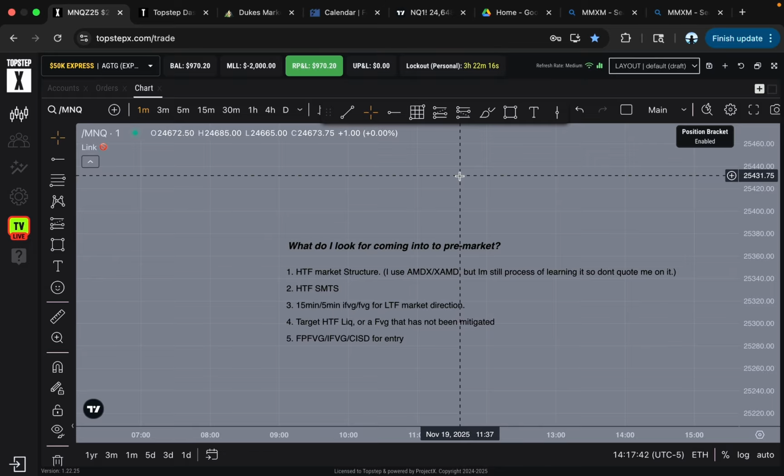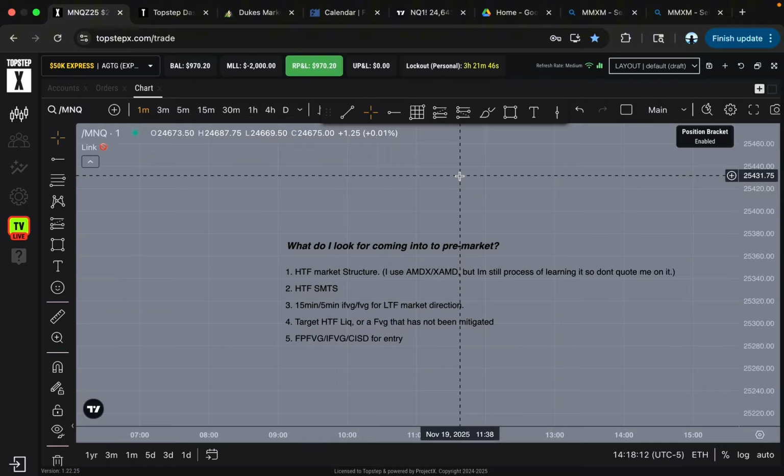So I also look for higher time frame SMTs. That could either be 1 hour, 15 minute, 4 hour SMTs. Also, daily fill SMTs are pretty good too. I like using daily for good confirmation. Daily PO3. So higher time frame SMTs: 1 hour, 4 hour, 15 minute, and I sometimes use the 5 minute just for lower time frame confirmation.